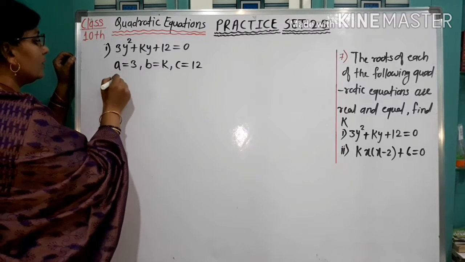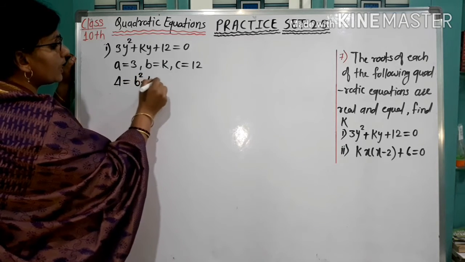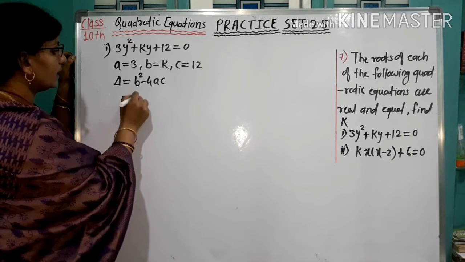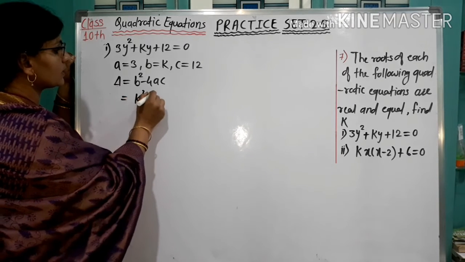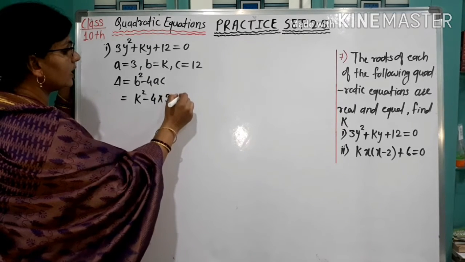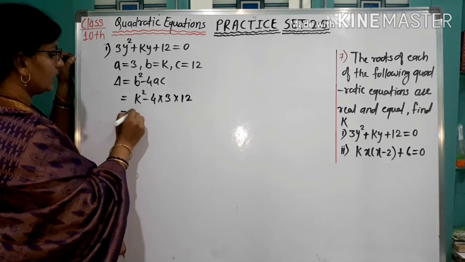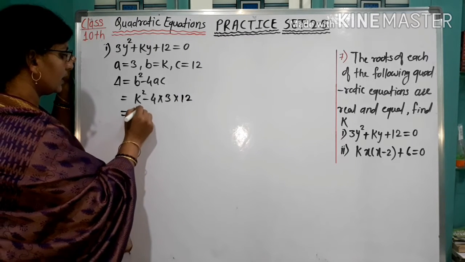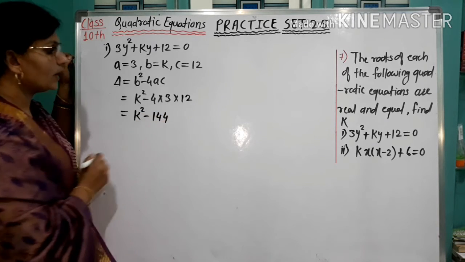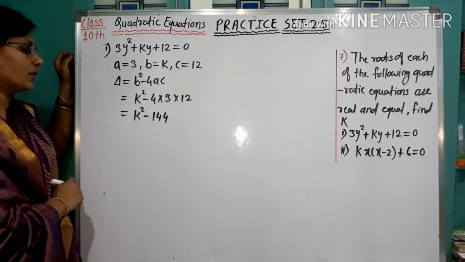Then find the value of the discriminant. Delta equal to b square minus 4ac. Put the value of b, that is k square minus 4 into the value of a, which is 3, into the value of c, which is 12. Therefore, this is k square minus 144. 4 into 3 into 12 is 144.